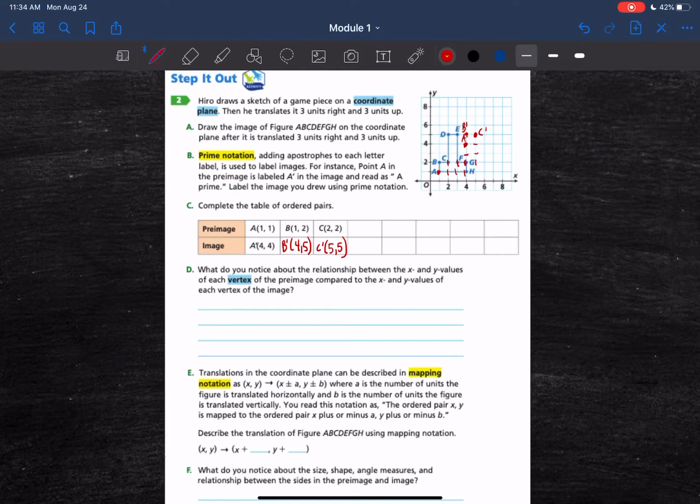All right, the pre-image for D is at 2, 5. And the image, if we notice the pattern here, we can just add 3 to the pre-image, and that's going to be at 5, 8. We added 3, added 3. So let's go ahead and plot D prime. That's going to be at 5, 8, which is up here.